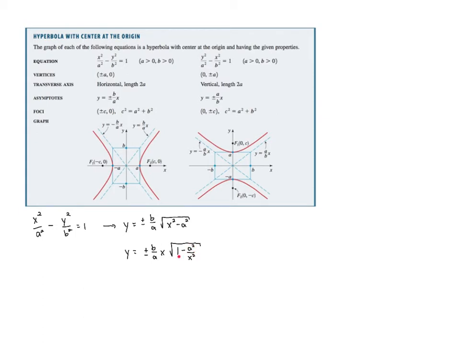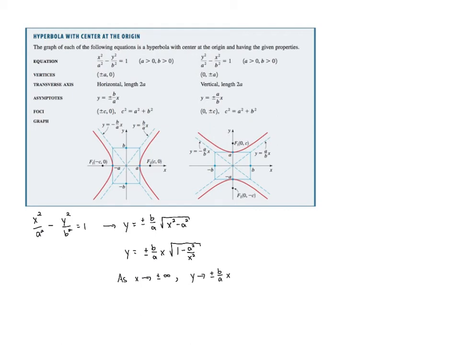And so we're basically going to have 1 minus 0, which is 1, and the square root of 1 is 1. And so as x approaches plus or minus infinity, we know that this square root is going to get closer and closer to 1. And so what that means is that y is going to be getting closer and closer to plus or minus b over a times x. So y approaches plus or minus b over a times x.